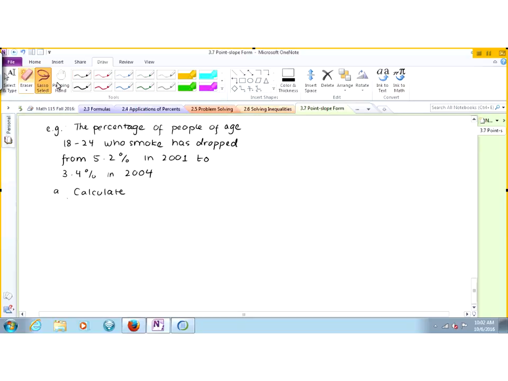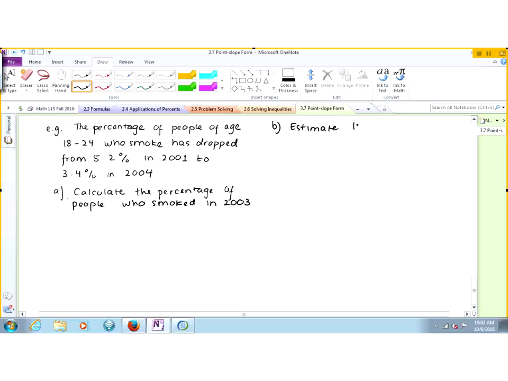Okay, good. Calculate the percentage of people who smoke. So this is predict, right? Percentage of people who smoke. So age 18 to 24, who smoke in 2003. All right. Okay, guys. Can you guys do this? Because I want to finish in 6 minutes, right?